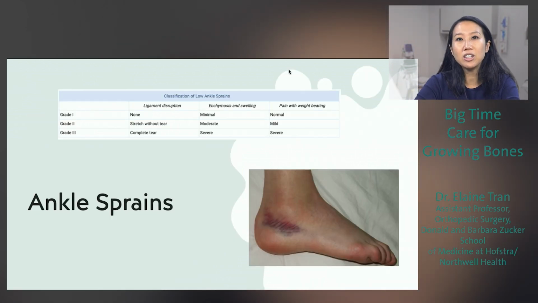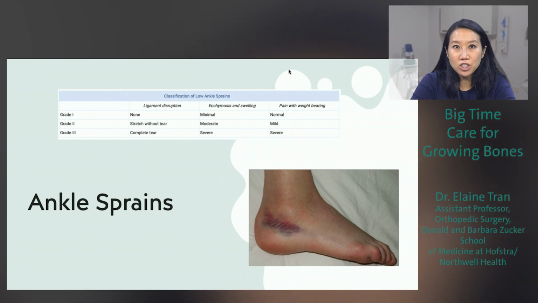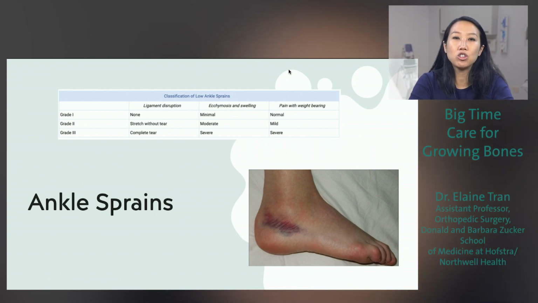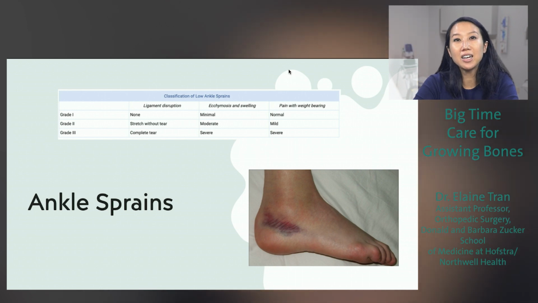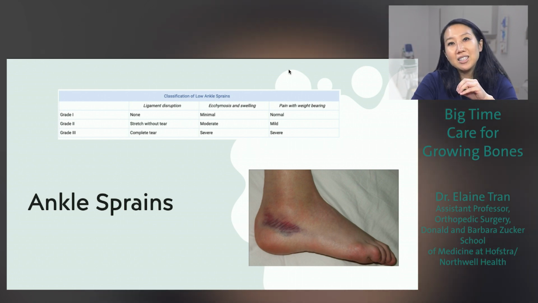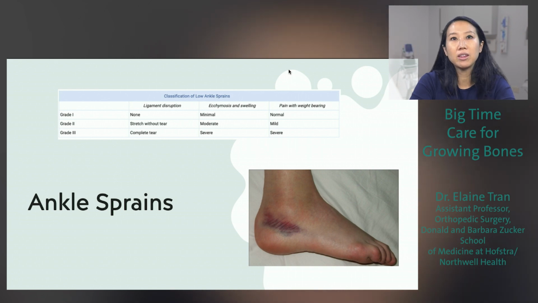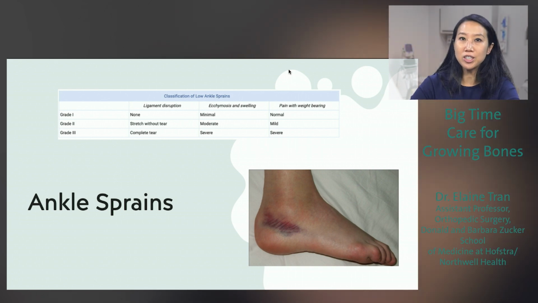So again, there's different severities of ankle sprains, from where the ligament is not torn or stretched, to where the ligament is stretched but does not have a tear, to where the ligament is completely torn. And usually your pain and difficulty walking and swelling and bruising is associated with how severely the ligament is injured.